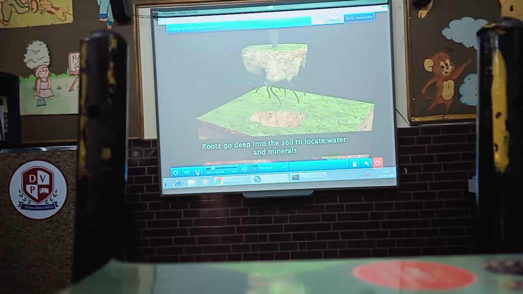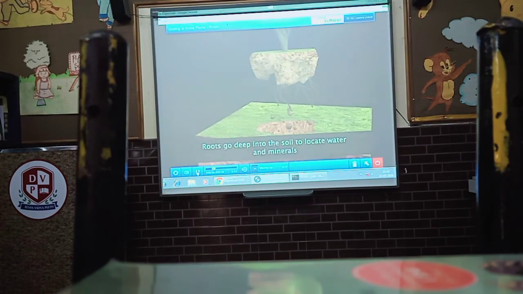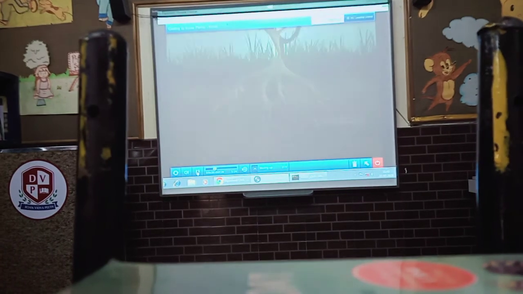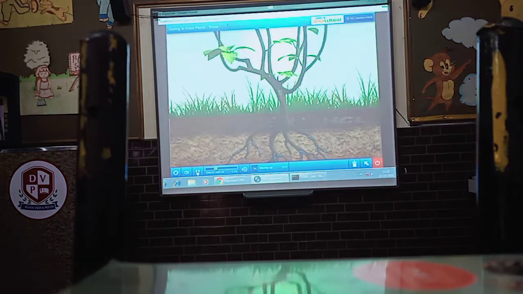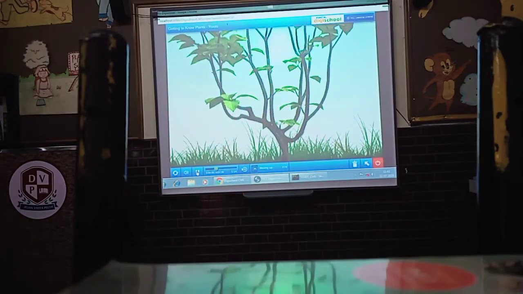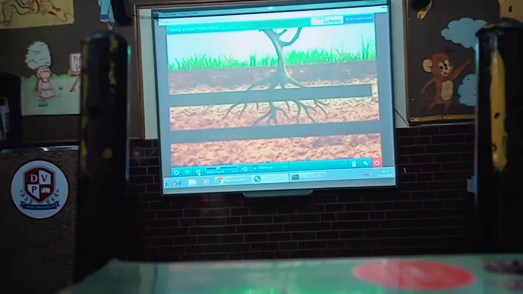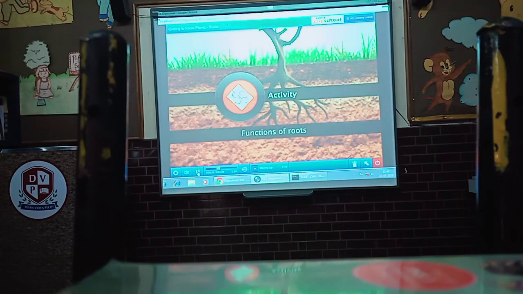Roots tend to grow in length rather than width. This is because the roots need to go deep into the soil to locate water and minerals. The minerals are chemicals that help the plant to grow. Let us watch an interesting activity to confirm this.